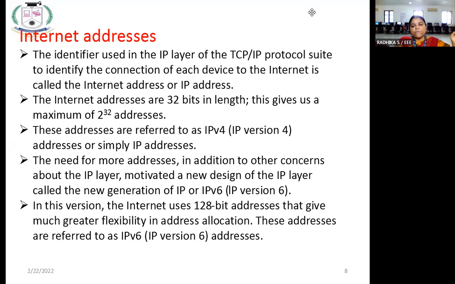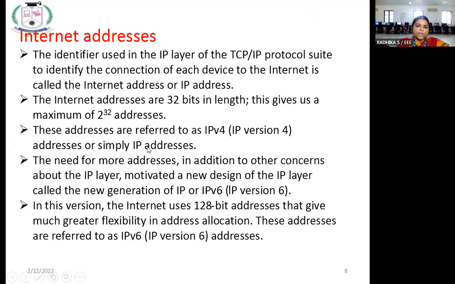There are 2 different versions of the Internet Protocol. The first one is version 4. Version 4 uses an IP address which is 32 bits in length. When I say 32 bits, we can have almost 2 power 32 combinations.